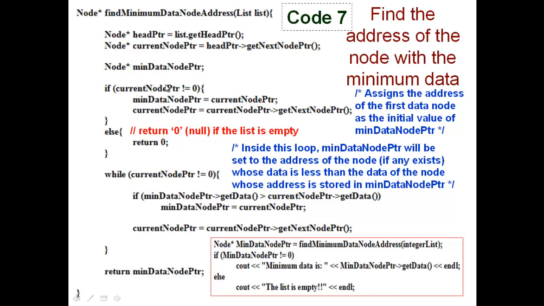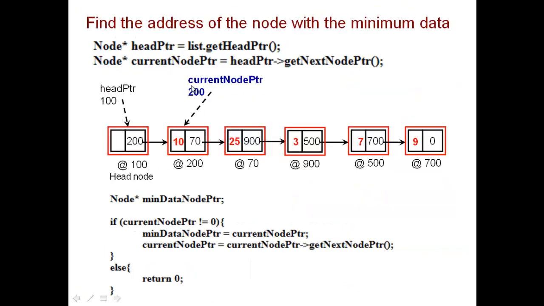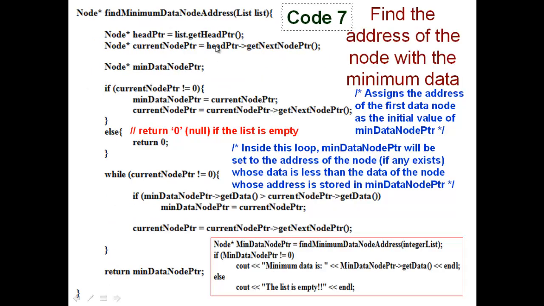So if the current node pointer is not null, that means when will the current node pointer be not null? When the list has at least one data node. If the list has no data node, the next node pointer of the head node will be 0, null. That's the case when the list is empty, and with this statement head pointer arrow get next node pointer, the current node pointer will be null right away. So that means the list is empty. So if current node pointer is null, that means the list is empty. Return 0 as the return value because you have to return the address of the node with the minimum data and the list itself is empty, so you return null as the return value 0.